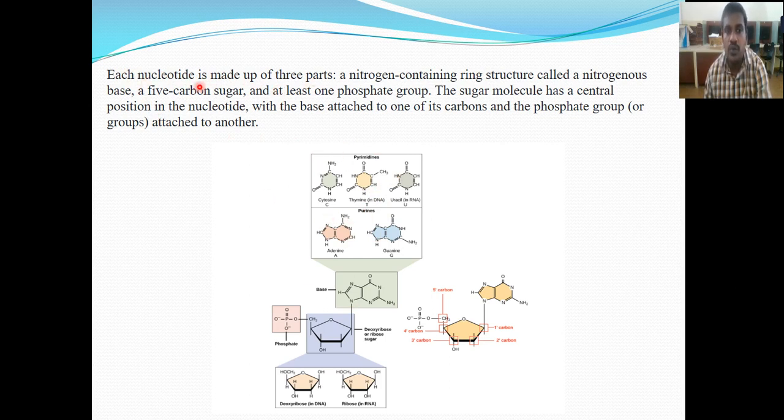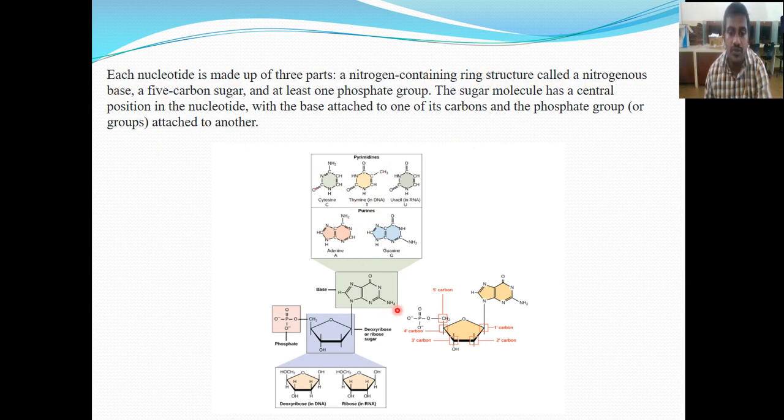So each nucleotide is made up of 3 parts. One is nitrogen bases. Pyrimidines and purines, containing ring structures, are called nitrogen bases. These are the nitrogen bases.